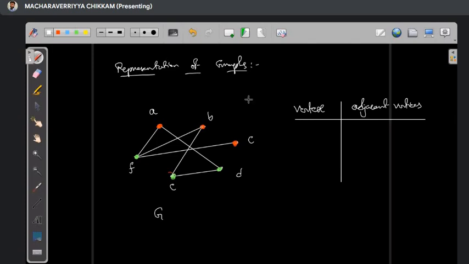Here there are 6 vertices, right? So for each vertex we will try to understand what are the adjacent vertices. So here for A, what is the adjacent vertex? Adjacent vertices are F and D. And when it comes to B, the adjacent vertices are E, F, and C. Now for C, there is only one adjacent vertex, that is F.